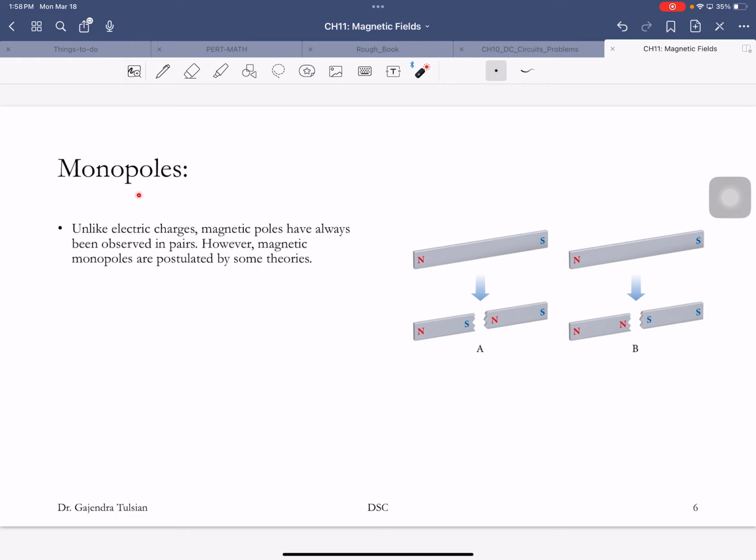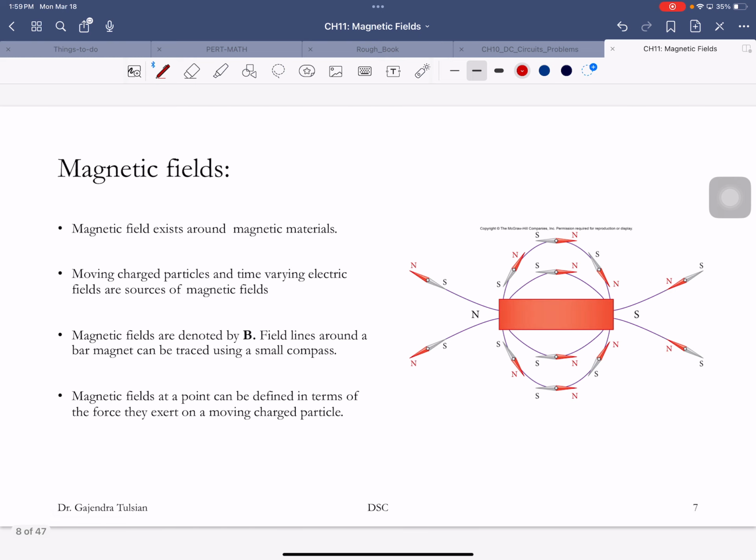So what are magnetic monopoles? Again, just a north pole by itself is a monopole, a south pole by itself is a monopole. We haven't seen them. Some theories postulate them. Charges you've seen. Okay. You guys understanding this?